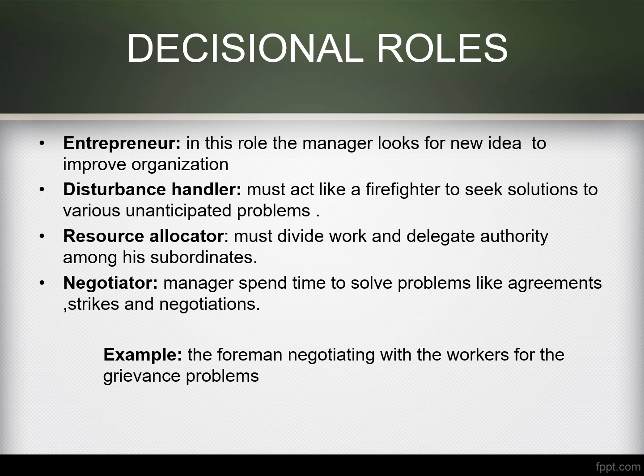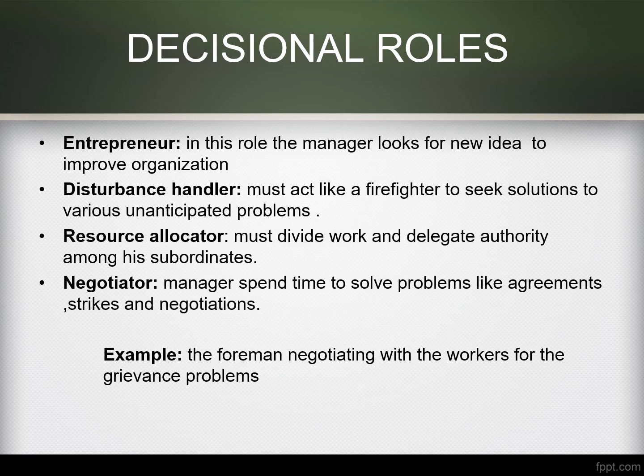In this role, the manager looks for new ideas to improve the organization. Also, the disturbance handler must act like a firefighter to seek solutions to various unanticipated problems. And the resource allocator must divide the work and delegate authority among his subordinates. How is he going to work with this delegated authority with his subordinates? How is he going to divide the work? And the negotiator role says that the manager spends time solving problems like agreements, strikes, and negotiation within the organization. For example, the foreman negotiating with the workers over a grievance problem. So the negotiator must solve problems like agreements, strikes, and miscellaneous activities going on within the organization.